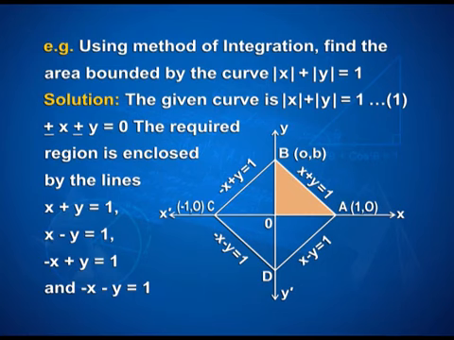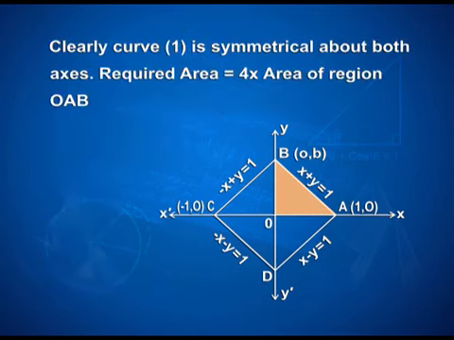You can see in the figure, we have the region AOB with A point as 1, 0, B as 0, 1 and AB line as x plus y is equal to 1, BC line with minus x plus y is equal to 1, C point as minus 1, 0 and CD line as minus x minus y is equal to 1 and x minus y is equal to 1 as DA. Clearly, curve 1 is symmetrical about both axes x and y.